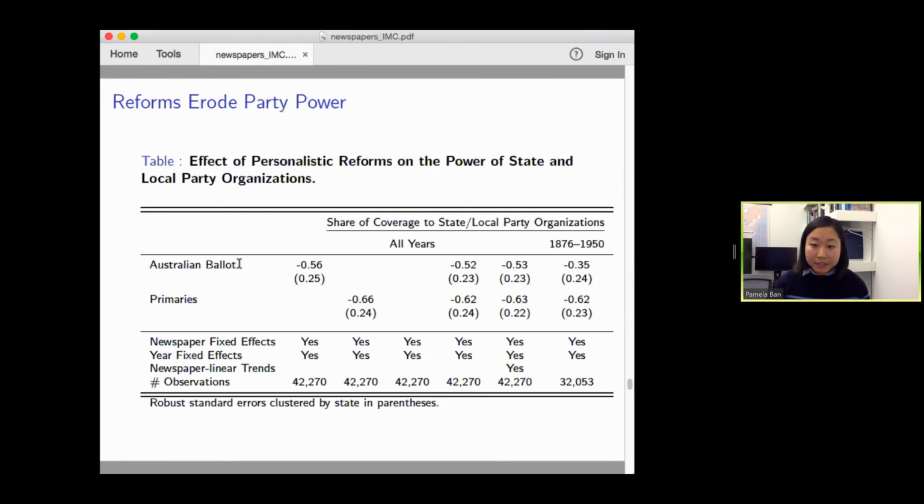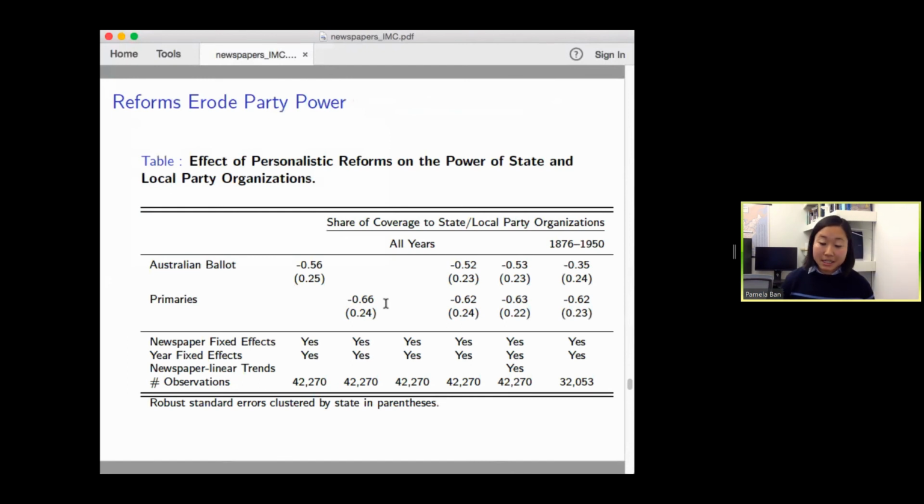During this time period, the overall average relative coverage of party organizations, the overall average of our outcome variable, is around 3.5%. That's just because the denominator is very big. And here, this coefficient of negative 0.56 and this one of negative 0.66 mean that the implementation of the secret ballot led to a decrease of 0.5 percentage points in the share of coverage to state and local party organizations, and a decrease of 0.6 or 0.7 percentage points of the share of coverage to state and local party organizations. Since the overall average relative coverage of state and local party organizations is around 3.5% during this time period, these coefficients represent almost a 20% reduction in the relative coverage of party organizations.